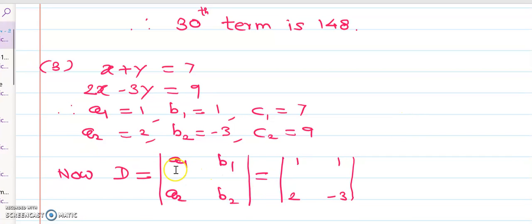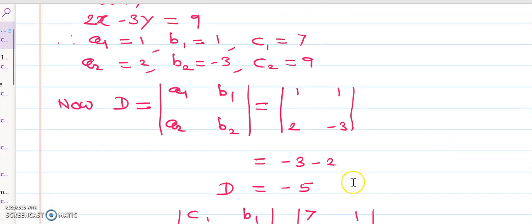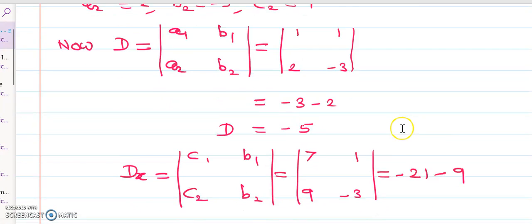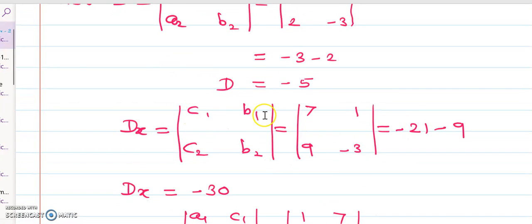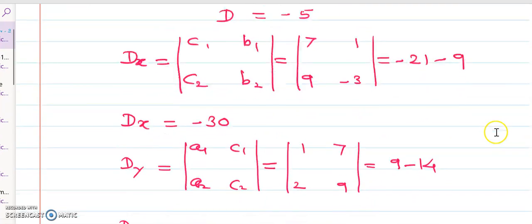Then what about the determinant a1, b1, a2, b2? That is 1, 1, 2, minus 3. And solve this determinant, that is 1 into minus 3 is minus 3, minus 1 into 2, that is D is equal to minus 5. What about Dx? c1 b1, c2 b2, 7 1 9 minus 3. That is 7 into minus 3 minus 21, minus 9, minus 30.